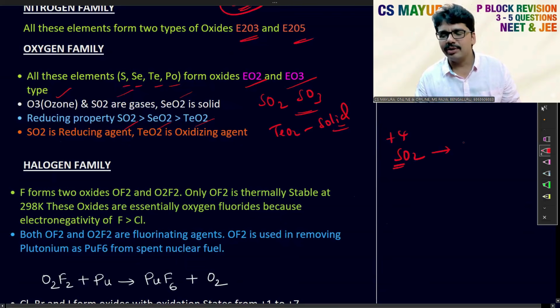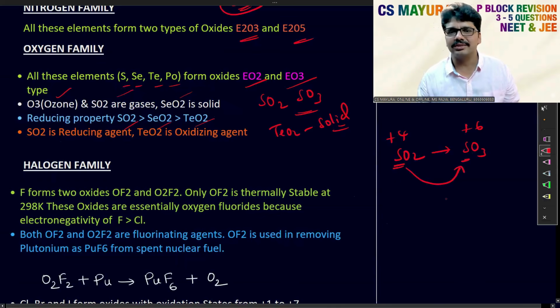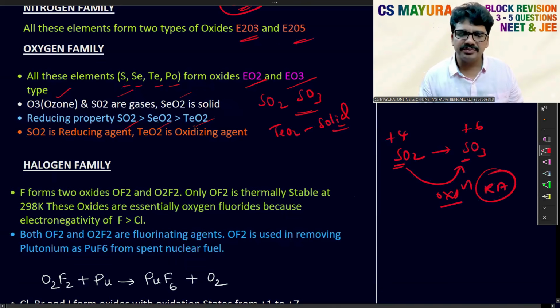But what is sulfur's stable oxidation state? In SO3, it is +6. So sulfur has a tendency to go from +4 to +6 oxidation state. So it is going for oxidation, and whatever undergoes oxidation acts as a reducing agent. And tellurium has more tendency to be in the lower oxidation state, so TeO2 is an oxidizing agent. But sulfur wants to be in the higher oxidation state, so it is a reducing agent. I hope it is clear. So the reducing nature of SO2 is greater than selenium dioxide, and that is greater than tellurium dioxide.